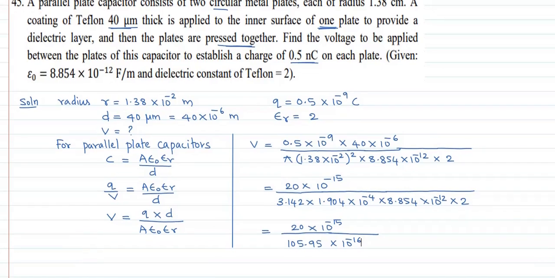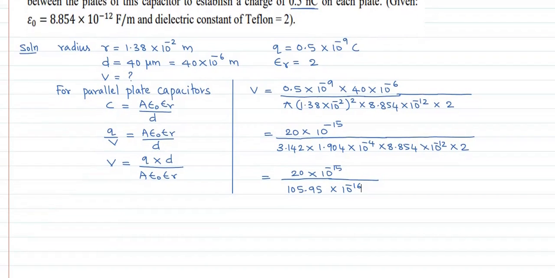Now divide 20 by 105.95 and simplify those powers. So if you divide 20 by 105.95, you will get 0.188 into 10 raised to 1. So that is nothing but 1.88 volt. Clear, students? Next, third one.